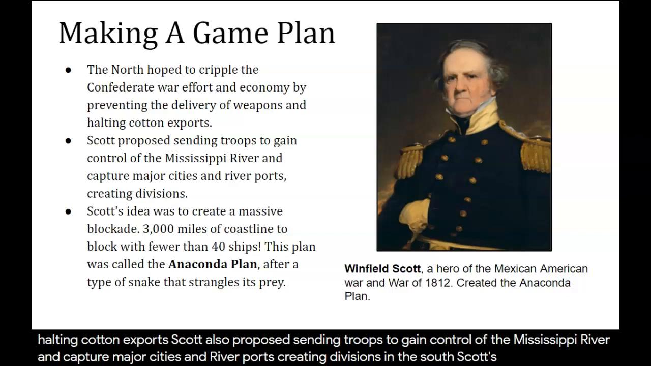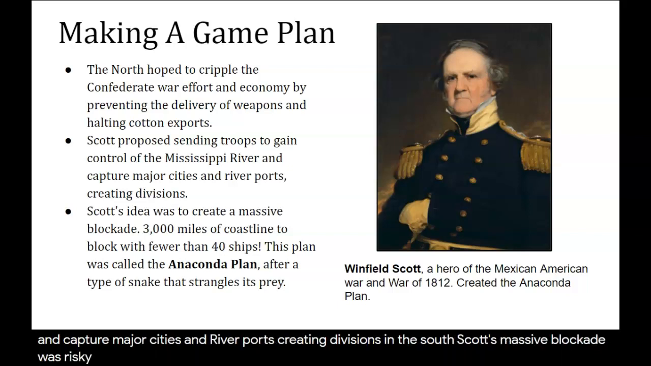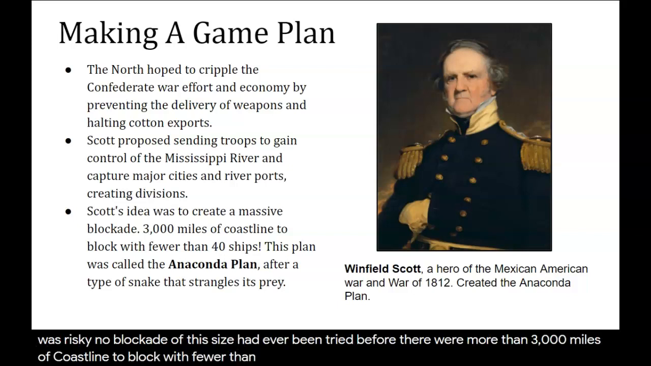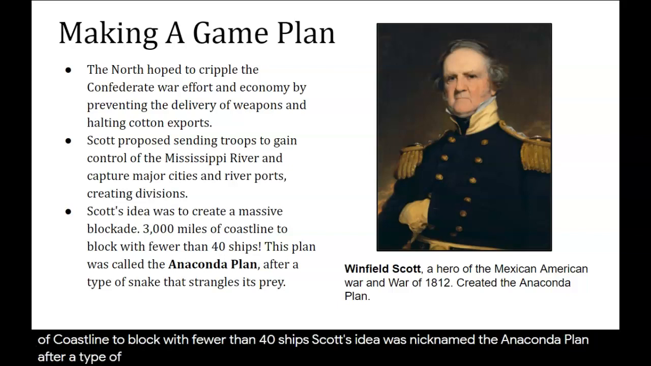Scott's massive blockade was risky. No blockade of this size had ever been tried before. There were more than 3,000 miles of coastline to block with fewer than 40 ships. Scott's idea was nicknamed the Anaconda Plan, after a type of snake that strangles its prey.